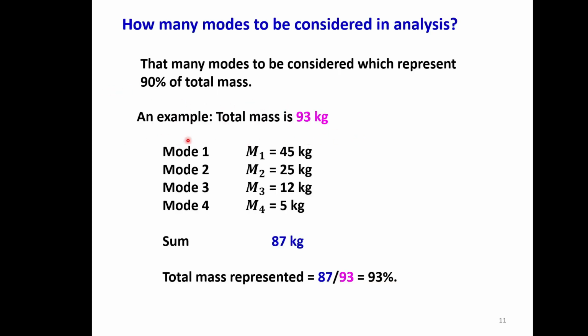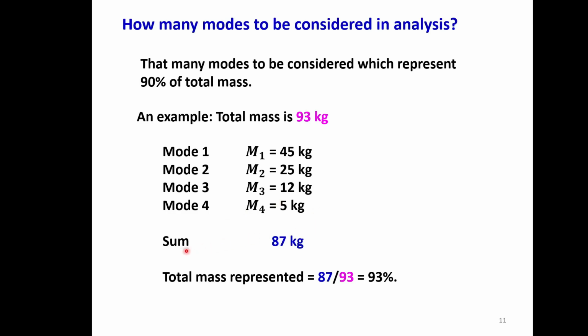Let us take an example. Say the total mass of a system is 93 kg. For mode 1 the modal mass M1 is 45 kg, say. For mode 2 it is 25 kg, for mode 3 it is 12 kg, and mode 4 is 5 kg. It is a 4 degree of freedom system. So the total mass, if I take 4 modes only, no, it can be more degrees of freedom. Say a 10 degree of freedom system, where I have taken only 4 modes.